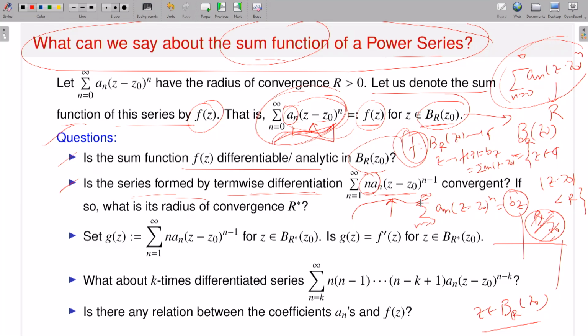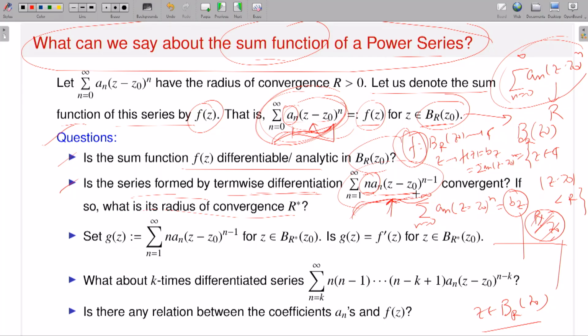If it converges, what can I say about the radius of convergence of this new series? And is there any relation between the radius of convergence of this series and the series I started with? So that is the question: what is the radius of convergence R star? Is there any relation? So this is one.